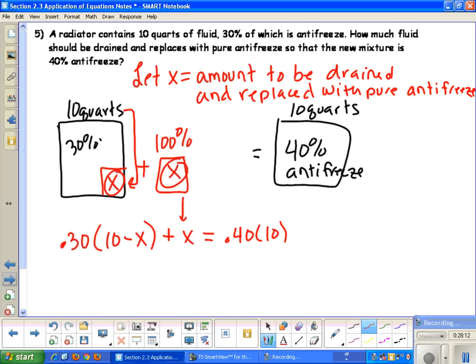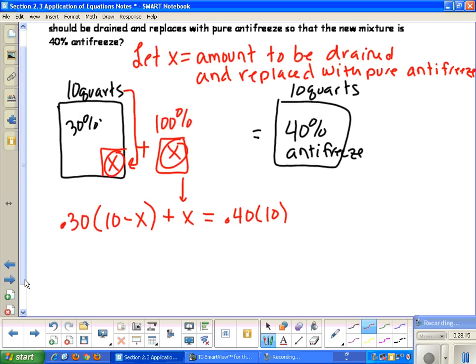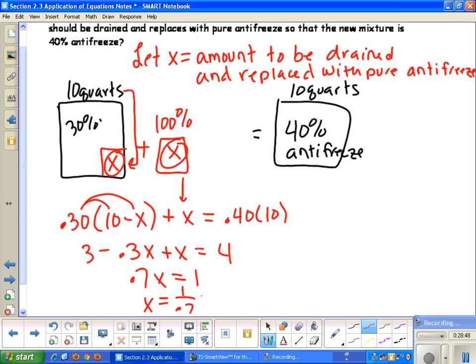Notice that this equation is a linear equation, so we can just solve this by hand. We distribute here, so 3 minus 0.3x plus x is equal to 4, and then combine like terms. I'm going to take the 3 to the other side, so I get 0.7x is equal to, subtract the 3 from the 4, 1, so x would be equal to 1 over 0.7, which is really, we don't like decimals in our fractions, so 10 over 7 quarts.